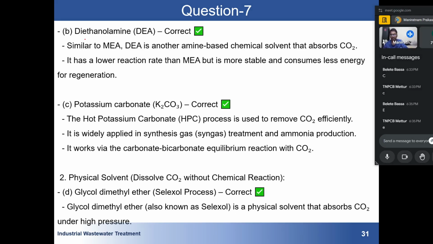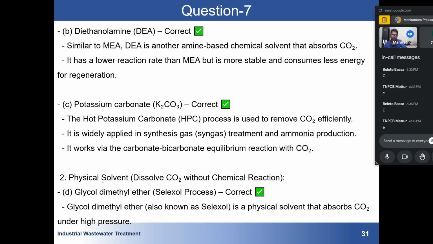Then again, diethanolamine, DEA. Similar to MEA, DEA is another amine-based chemical solvent that absorbs CO2. It has a lower reaction rate than MEA but is more stable and consumes less energy for regeneration. Then potassium carbonate, that is K2CO3. The hot potassium carbonate process is used to remove CO2 effectively. It is widely applied in synthetic gas treatment and ammonia production. It works via the carbonate-bicarbonate equilibrium reaction with CO2.